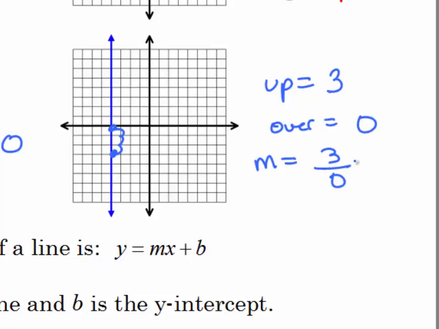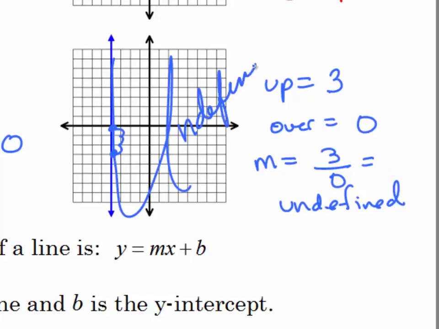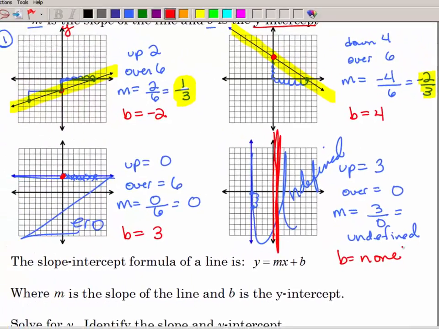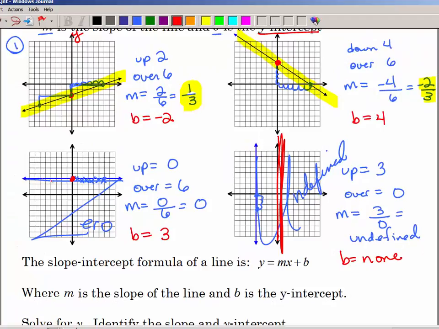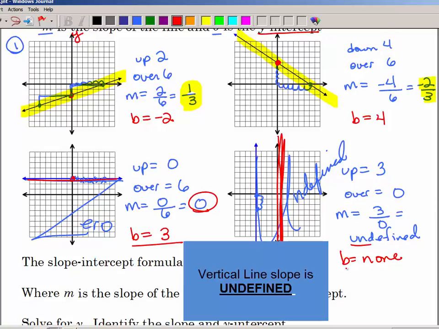Can we divide by 0? Never. That is undefined. Some textbooks call that no slope, but I really don't like that. It's undefined. So you might want to think about that making a big U, and that's undefined. Well, what about the y-intercept? Does it ever cross that y-axis? I don't think so. So that would be none. So horizontal lines have a slope of 0, and they do have a y-intercept, but vertical lines do not have a y-intercept, and their slope is always undefined.